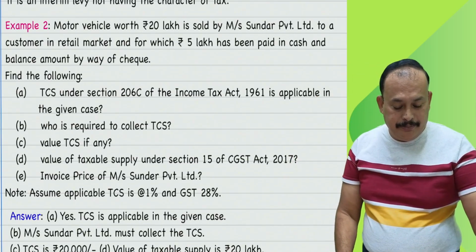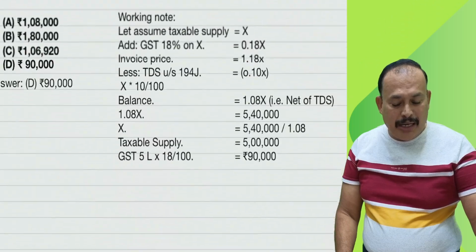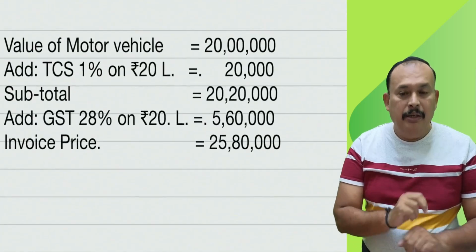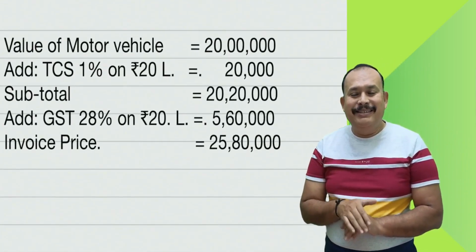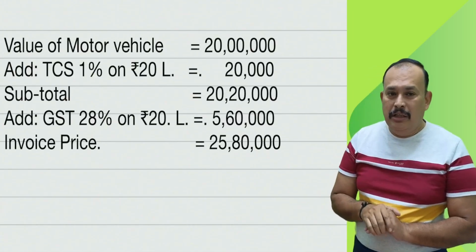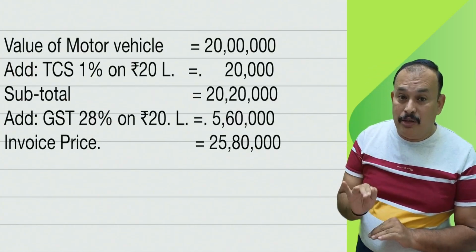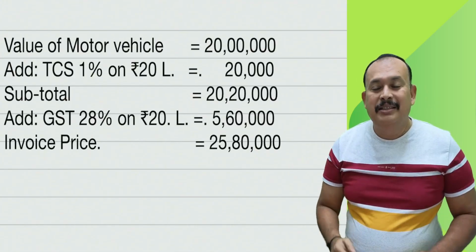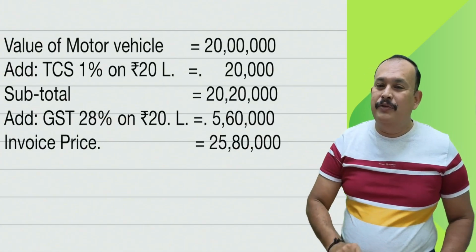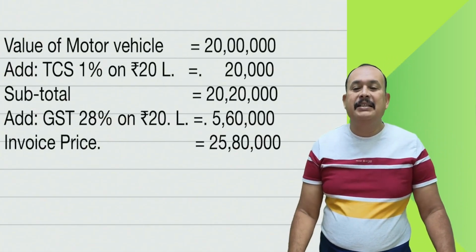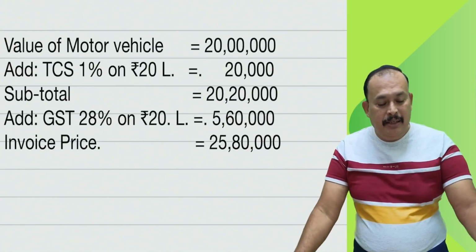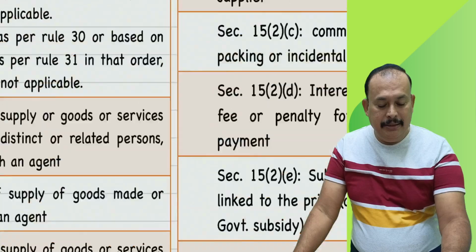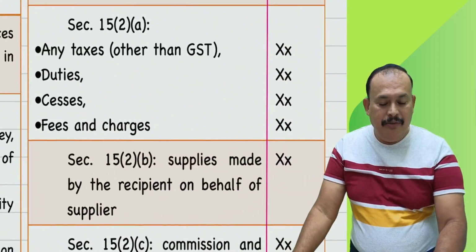Look here, invoice price. Motor vehicle value 20 lakhs. TCS on 20 lakhs. Subtotal 20 lakh 20,000. GST 28% only on 20 lakhs. The TCS should not be added in the value of supply, as it is not a tax set by CBDT. Got the clarity, my dear friends? Come back to regular study. Where are we? We are here.